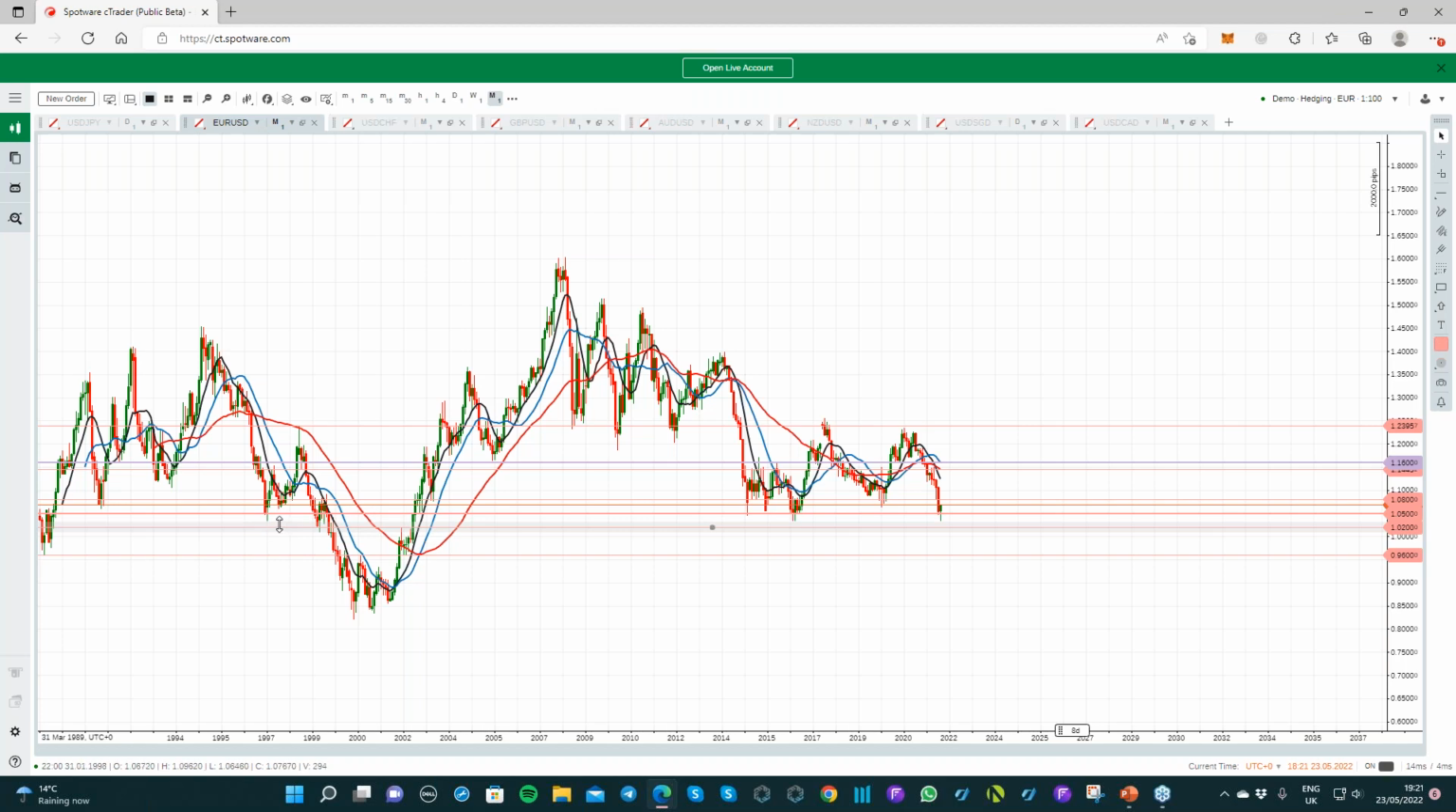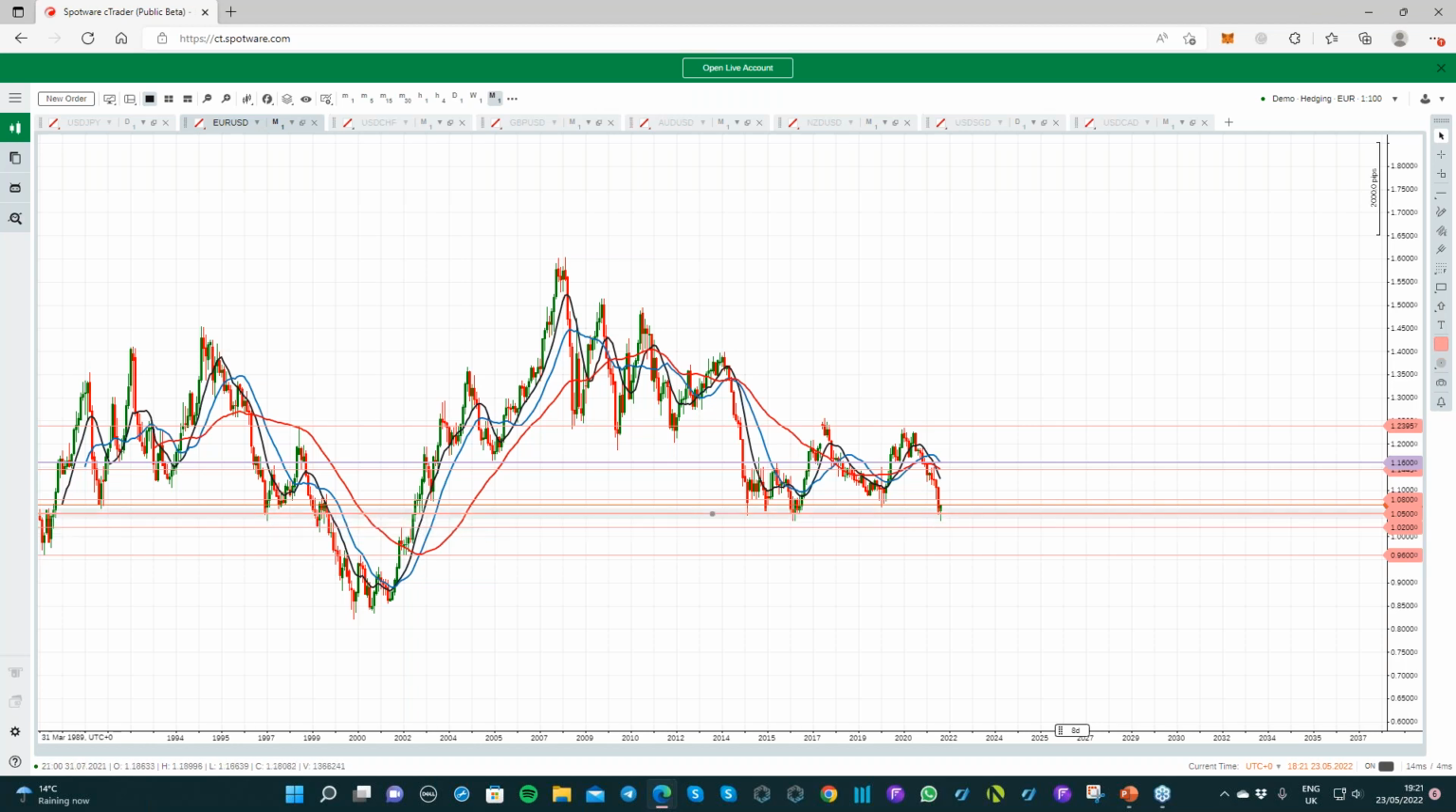And for that, I have to go all the way back to 1999. But there is a previous low there. It's not a particularly strong horizontal level, but it was tested again in 2001 here as resistance.